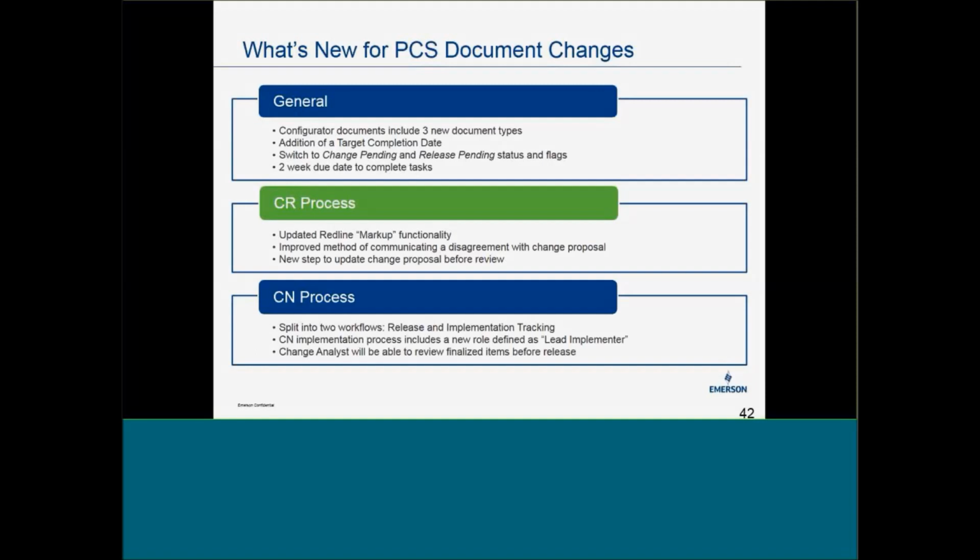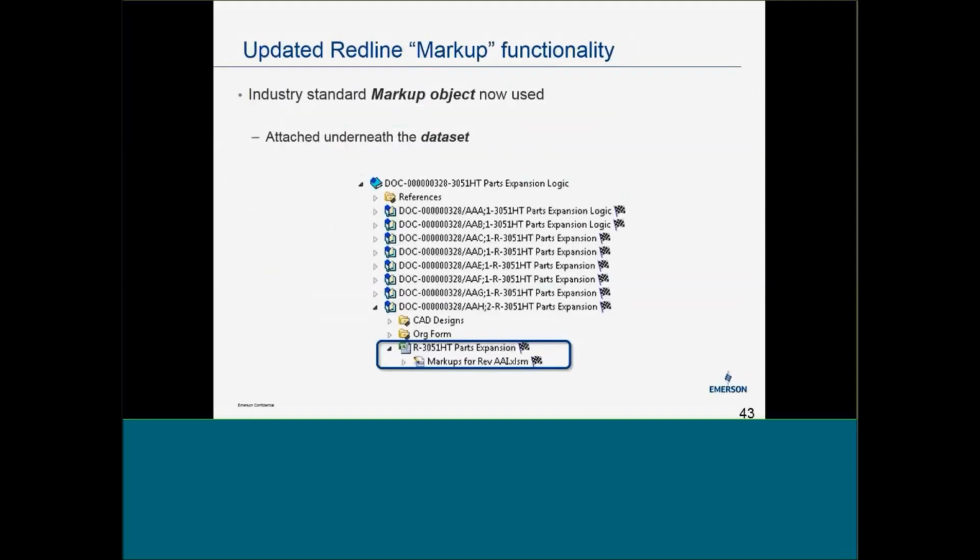Okay. So moving on to the CR process, we have one more significant change with updated red line markup functionality, and then an improved method to communicate disagreement with the change proposal, and a new step to update the change proposal before the review. So we are now using an industry standard out-of-the-box markup object. And this markup object is attached underneath the data set of the final revision in a PCS document.